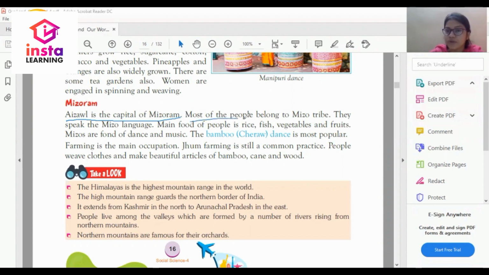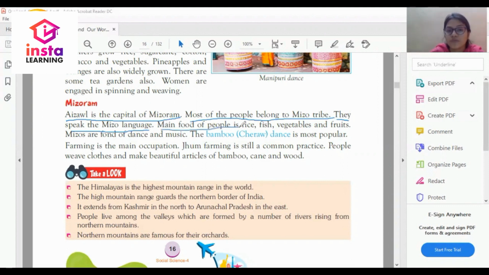Most of the people belong to the Mizo tribes. Many people in Mizoram belong to the Mizo tribe. They speak the Mizo language. So, again, this is a very important question: what is the main language of Mizoram, or what is the local language of Mizoram? The answer is Mizo.